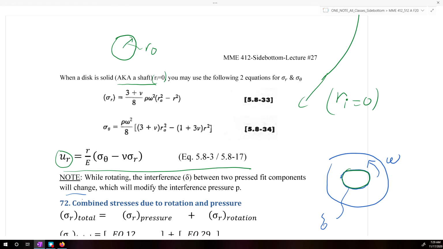Once you find the modified interference, you can then solve for the internal pressures and the interference pressure. Once you have that interference pressure, you could then use the equations we developed earlier for thick-walled cylinders with internal pressures and external pressures to solve for the stresses within each of those elements.